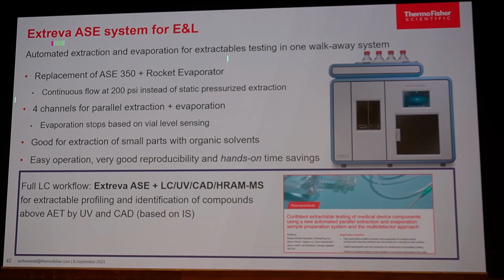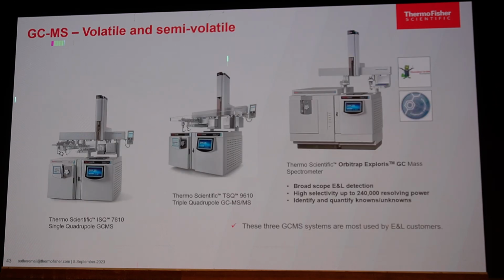We can have 4 channels, so 4 into 4, 16 samples can be extracted in parallel. Then we can send it to the evaporation cell, where it will be evaporated and pre-concentrated, and you can directly get it in your autosampler vial, so you just have to put it in your system for analysis. For volatile and semi-volatile, we have 3 products in GC-MS. We have the ISQ 7610, which is a single quad machine. Then we have the TSQ 9610, a triple quad machine, and then we have the Orbitrap Exploris system for GC.